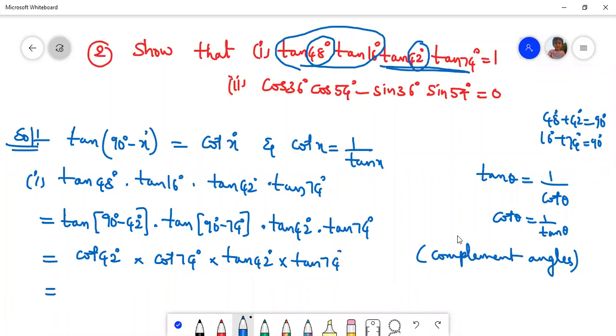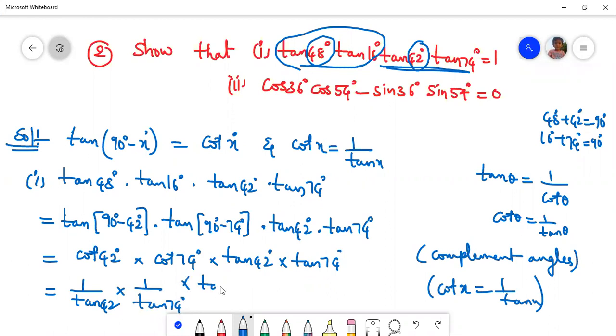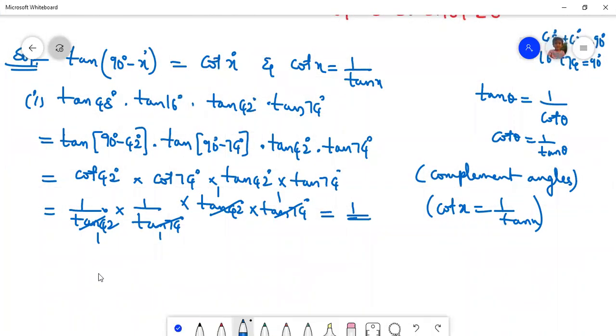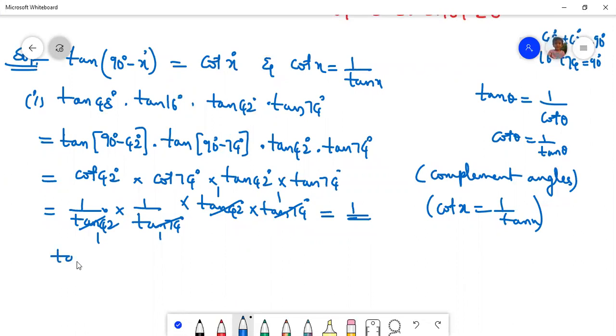We know that cot x is equal to 1 by tan x. So it is 1 by tan 42 degrees into 1 by tan 74 degrees into tan 42 degrees into tan 74 degrees. The tan 42 degrees terms cancel, and the tan 74 degrees terms cancel, and it is equal to 1 only. Therefore, tan 48 degrees into tan 16 degrees into tan 42 degrees into tan 74 degrees equals 1.